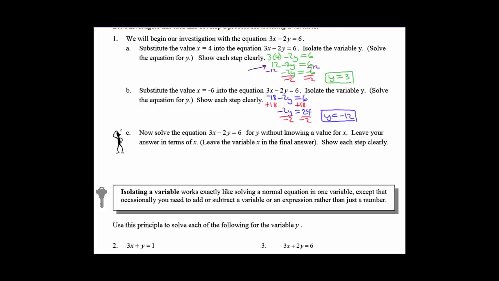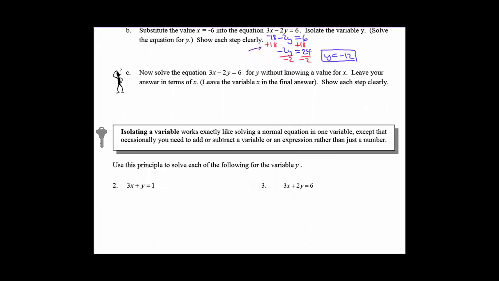In part B, since 3 times the x number made negative 18, the first thing I had to do was add 18 to each side. In other words, what we're really going to have to do is get rid of the 3x. And it kind of fits common sense. If I want the y to be by itself, I've got to get rid of the 3x. So if I start with 3x minus 2y equals 6, how do I get rid of the 3x? Well, how about if we subtract it?